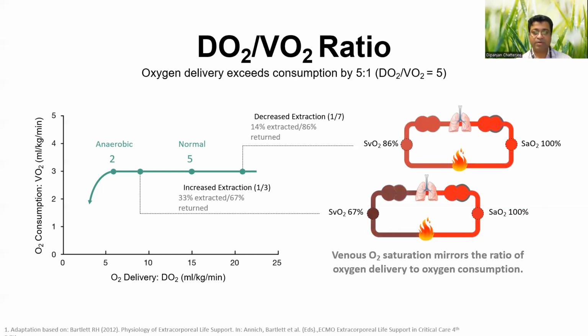And if our oxygen extraction by the tissues is reduced, our venous saturation increases. If the tissue oxygen uptake increases, our venous saturation decreases.